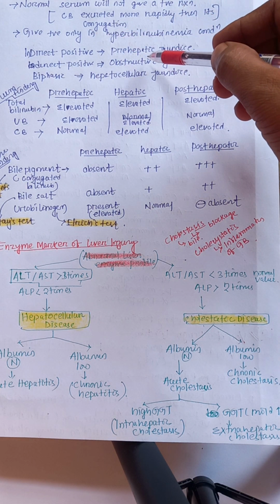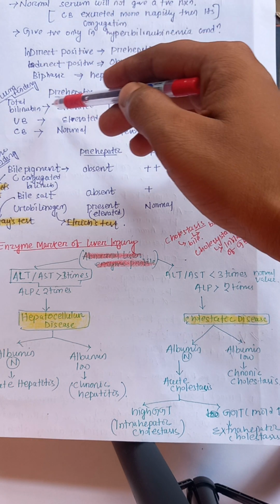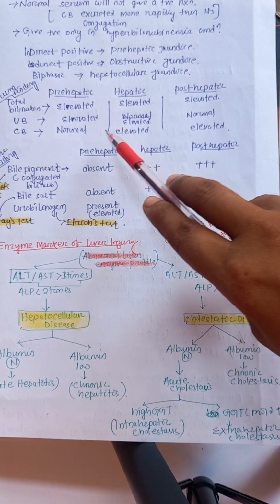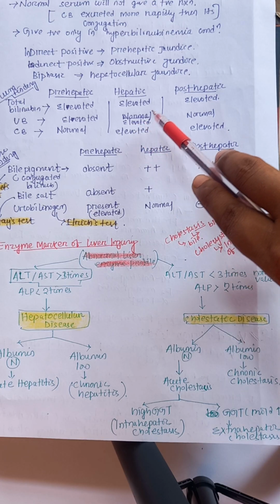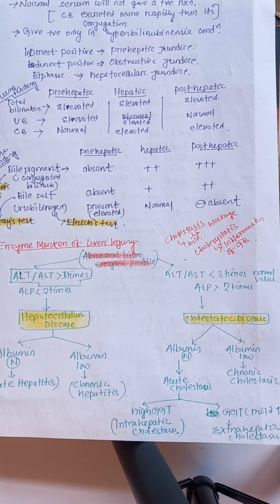Indirect positive is prehepatic jaundice, you know this, direct positive is obstructive jaundice, and biphasic is hepatocellular or hepatic jaundice. Let's see the other things in prehepatic, hepatic, and post-hepatic jaundice. Total bilirubin is elevated in all three. Unconjugated bilirubin is mostly elevated in prehepatic jaundice, elevated then not elevated in hepatic jaundice. Conjugated bilirubin is normal, elevated, and elevated. Like this it happens.